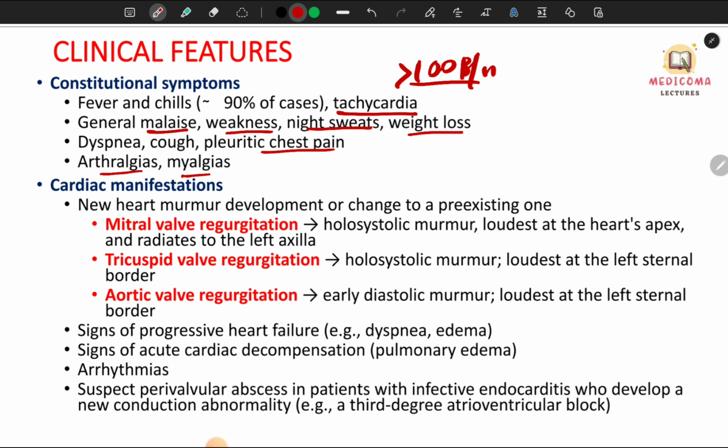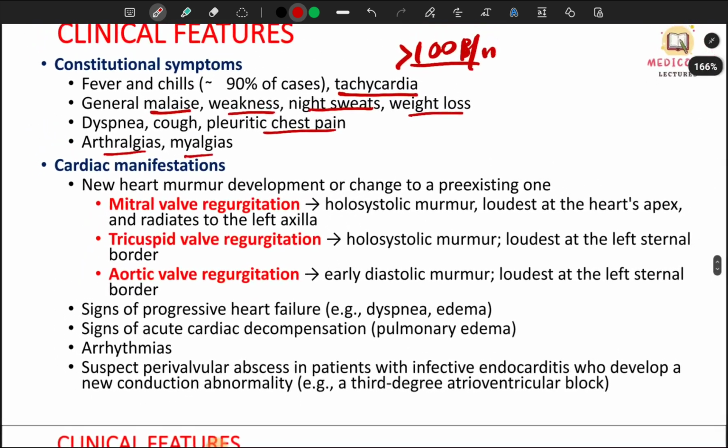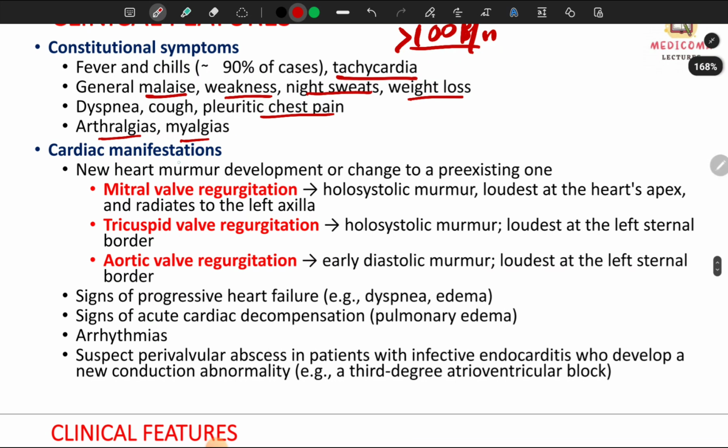And next, what are the cardiac manifestations which we can see? There is a new heart murmur developed or a change in a pre-existing one. What murmurs can we see? As we know, there is mitral valve involvement, which can undergo mitral regurgitation. If there is mitral regurgitation, we can hear a holosystolic murmur. This murmur can be heard during the whole cardiac cycle. That's why it's called a holosystolic murmur.